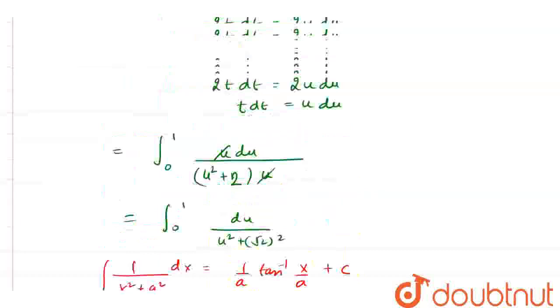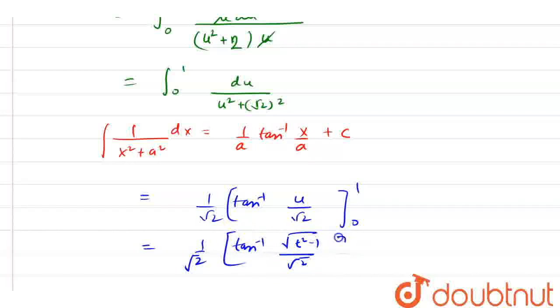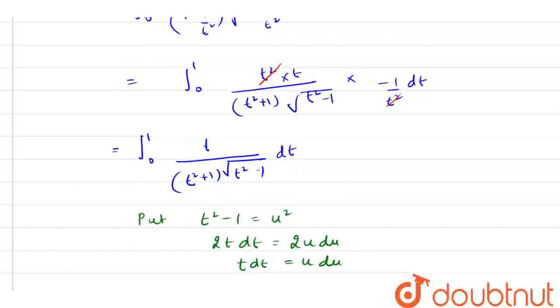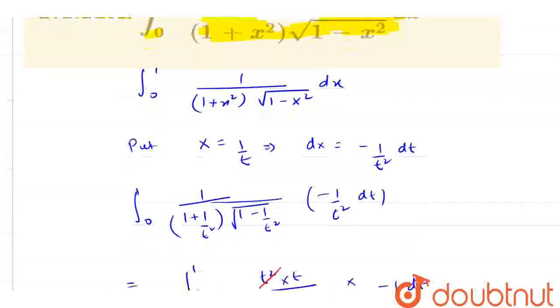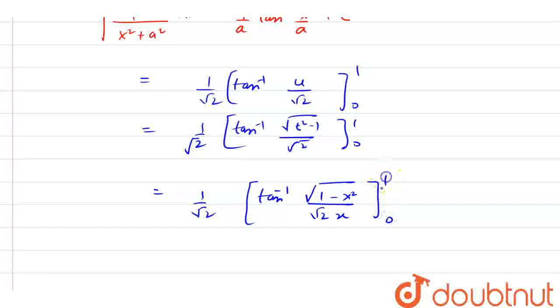Now I have to substitute u also, so my u is under root t square minus 1. So we have 1 by root 2 tan inverse of (under root t square minus 1) by root 2, with limit 0 to 1, but this is the limit of x, not t. So my t is 1 by x, and if I put this value I have 1 by root 2 tan inverse of (under root 1 minus x square) by (root 2 into x), and we have limit as 0 to 1.